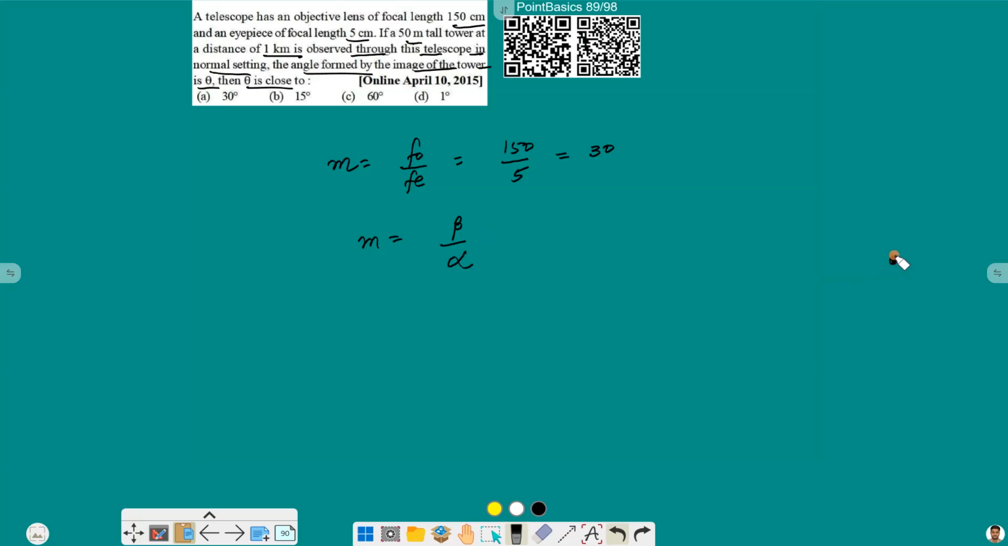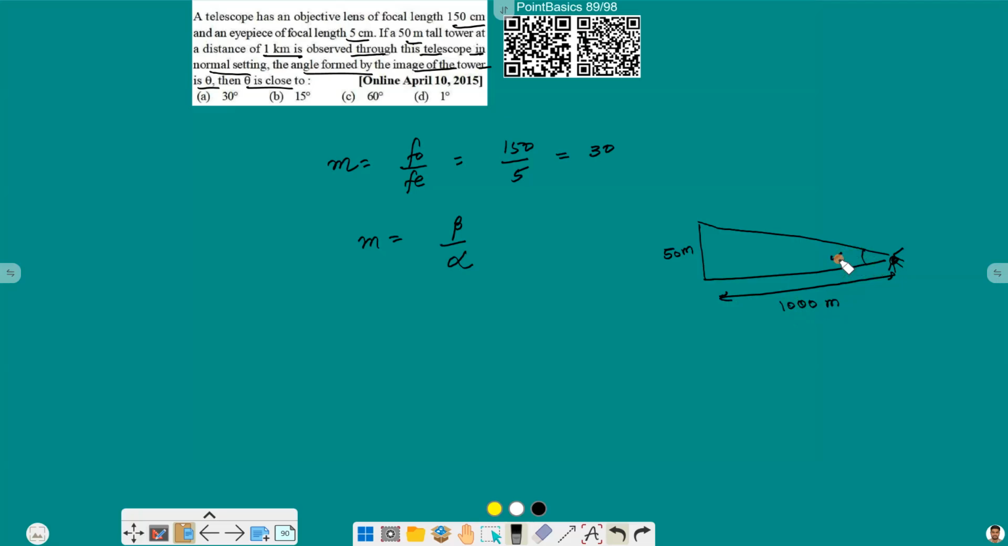Now suppose this is our eye and this is the tall tower that is 50 meter high, and the distance between the tower and the eye is 1000 meter, or 1 kilometer.